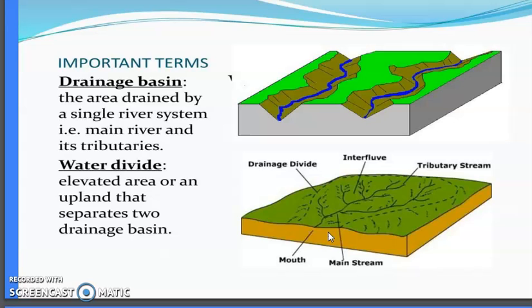Somewhere the soft rocks are there, somewhere the hard rocks are there, as well as the climatic conditions. So when the streams or rivers are flowing with their tributaries as well as distributaries, according to the landform, the climatic condition, and the rock structure, they make different patterns, and these patterns are called drainage patterns.